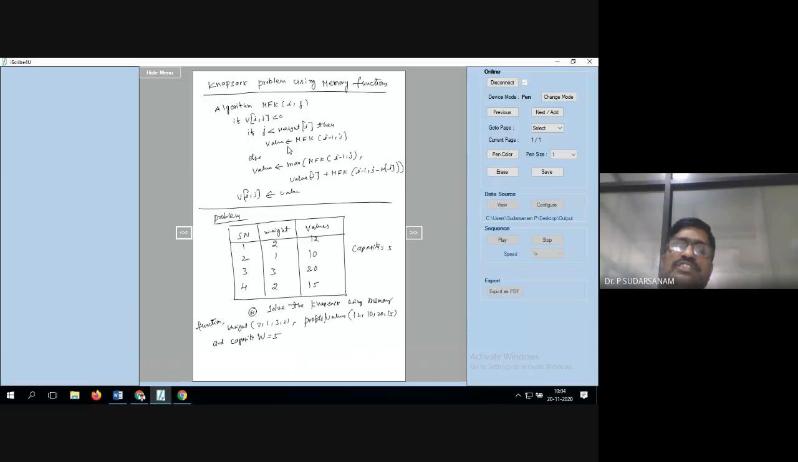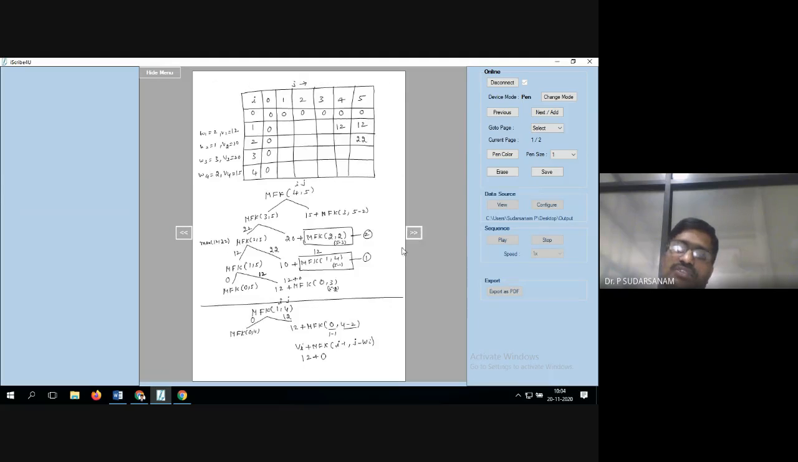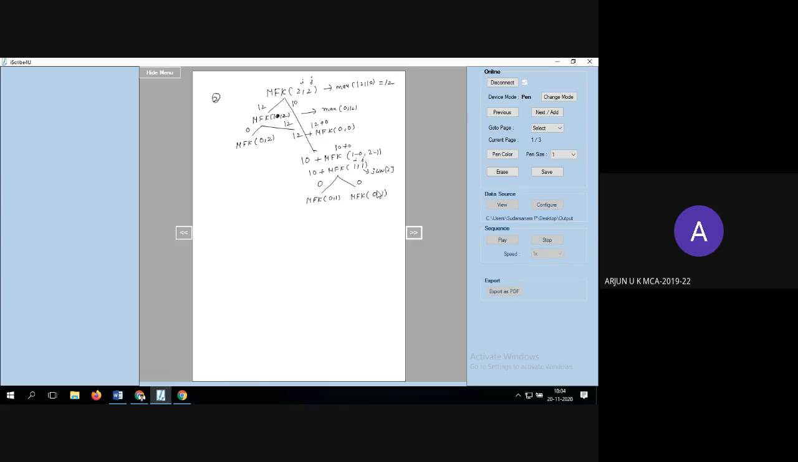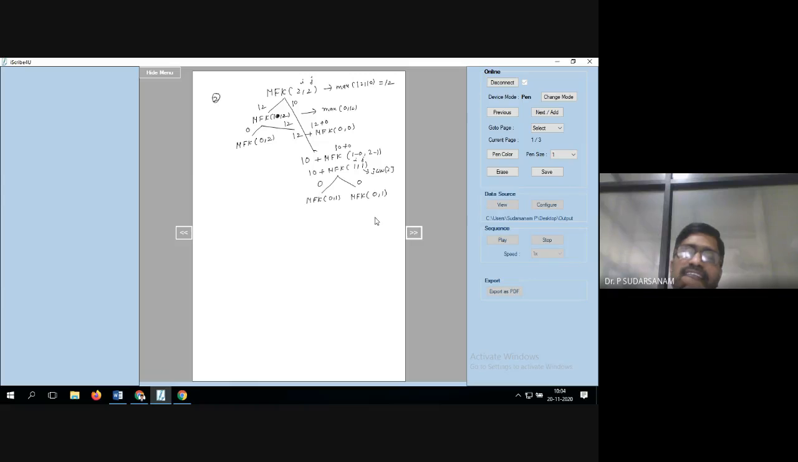Then you have to execute this one only. If the condition is false, you have to go for this. Otherwise, you have to do this one only. Even if you go blindly, what will happen? I minus 1 means 1 comma 1 is nothing but 0 only. J minus w of I, so 1 minus 2 you will get negative. In that case, you go for the first one. As simple as that. Got it now? Yeah, sir.